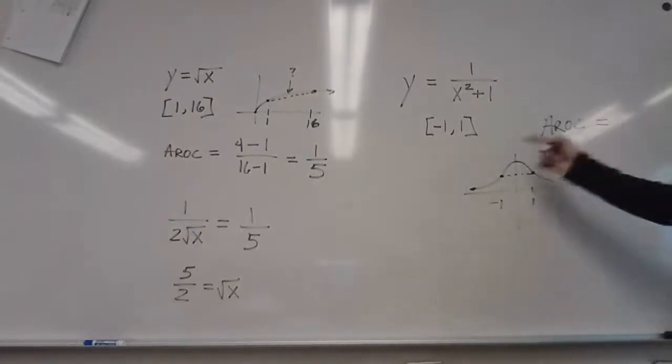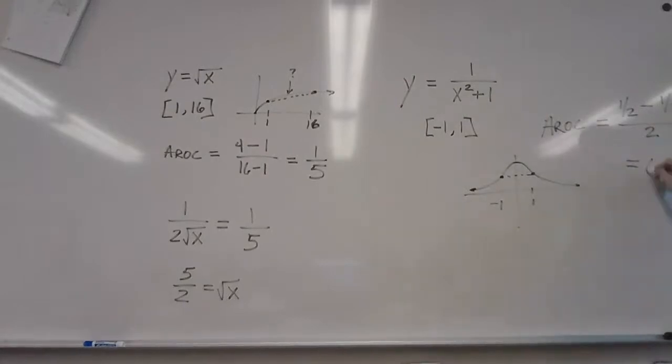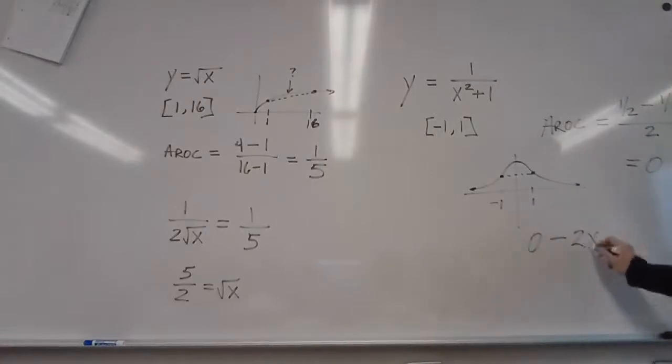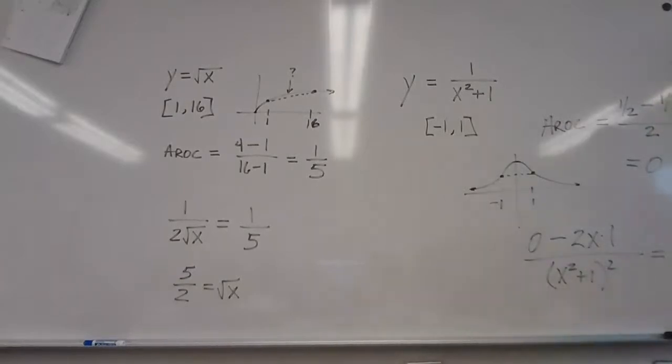But let's say that didn't occur to you, it's fine. Plug in 1, you get 1/2. Plug in -1, you get 1/2. So the average rate of change is 0. If you take the derivative, it's 0 minus 2x times 1 over x squared plus 1 squared. And then you ask the question, what value of x would make this whole thing equal to 0? Well, 0. You can also see, hopefully, that this proves that the derivative exists everywhere because this derivative function has no discontinuities.